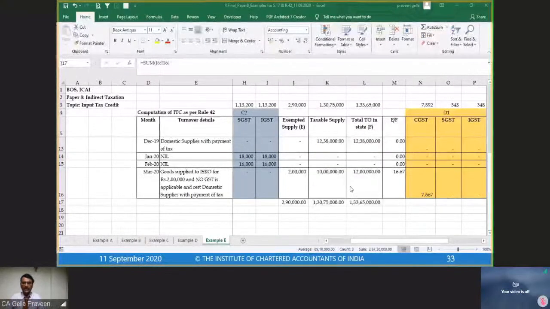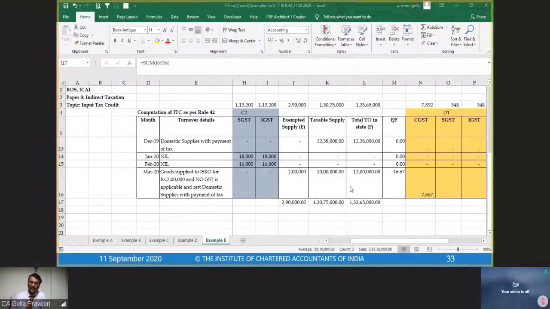I'll go further. So friends, what I've done: Step 1, I calculated exempt supply. Step 2, I calculated total turnover. Step 3, I calculated taxable supply. So first stage, exempt supply, taxable supply, total supply. All this we did. And in the process of doing that, if there are any Schedule 3 items, I've excluded Schedule 3 items. Next, I have applied something called formula E by F.